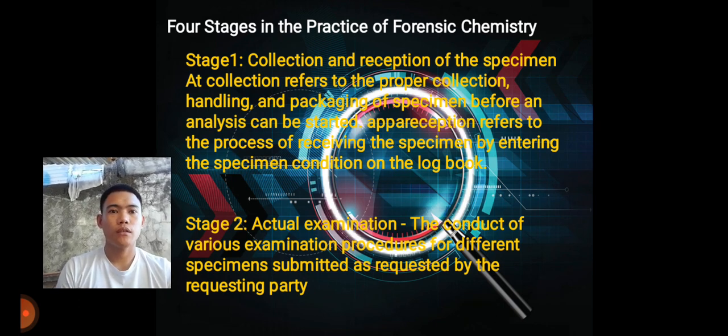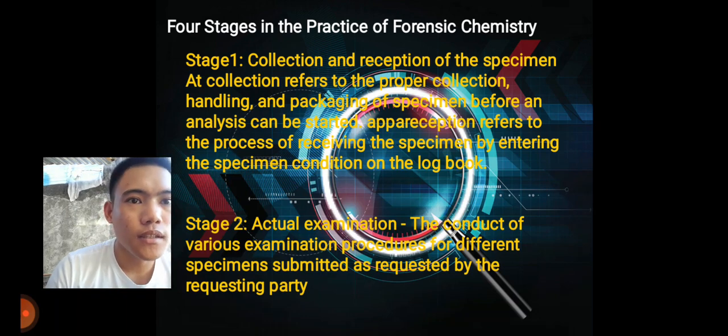Four stages of practice of forensic chemistry. First, collection and reception of the specimen. Collection refers to the proper collection, handling and packaging of specimen before an analysis can be started.